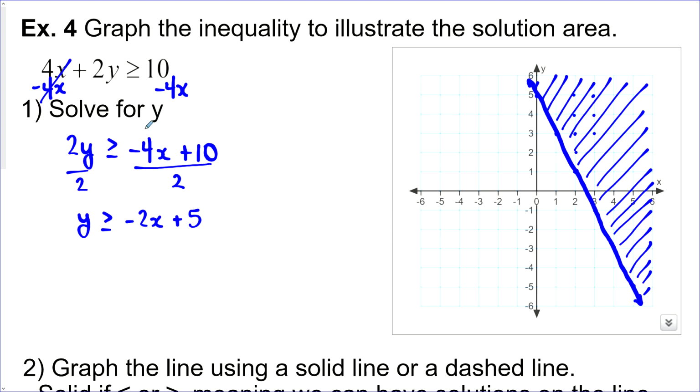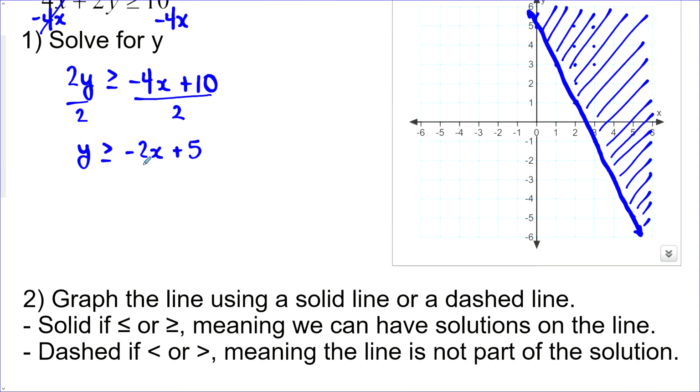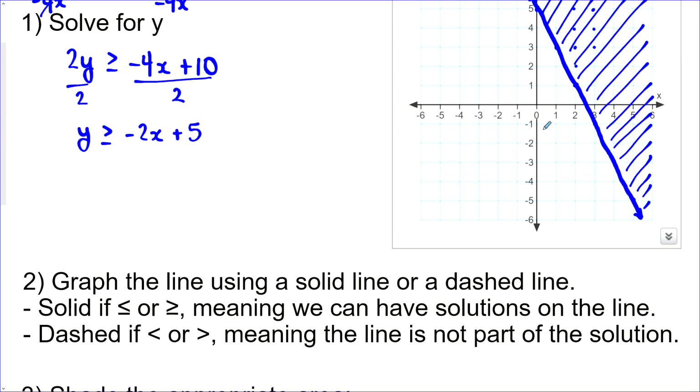So step one was solve for y. Step two was if it's greater than or equal to or less than or equal to, then draw a solid line because of that equal to part. If it's only less than or greater than, then draw this boundary line dotted so that we don't actually equal it. And that's similar to our open circle on the number line. We can get infinitely close to this, but we won't be touching it if it's dotted.